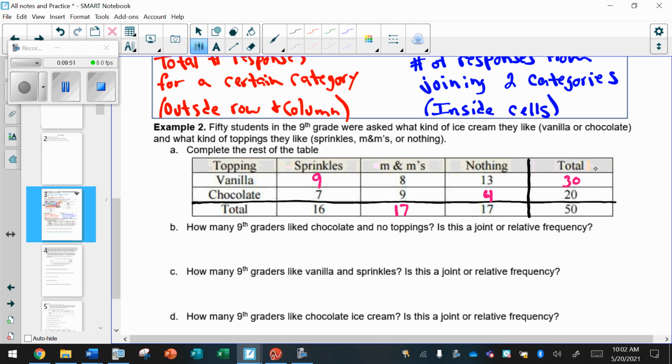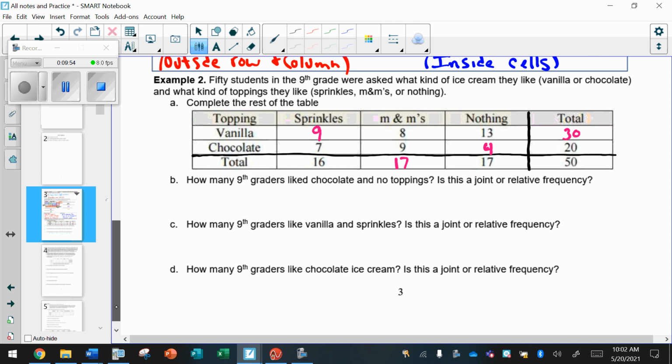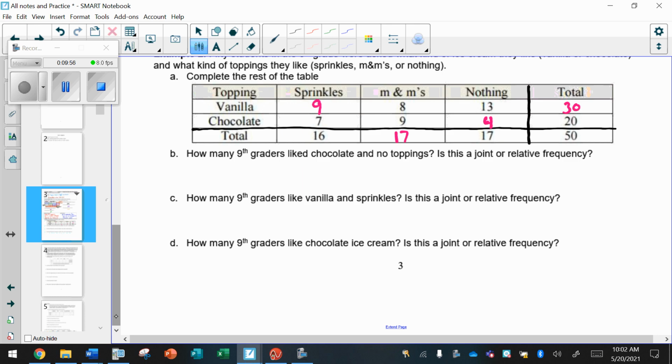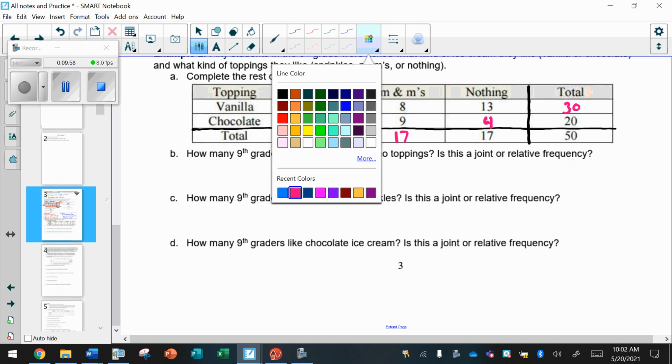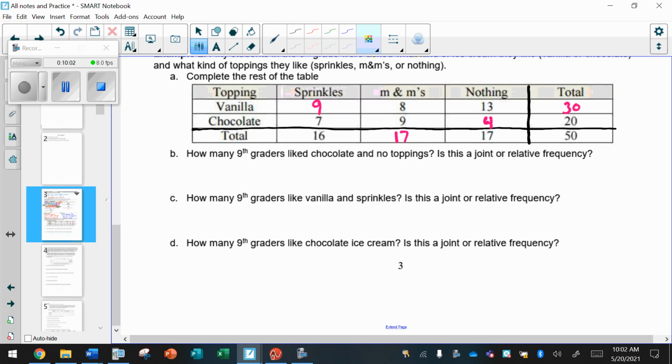So now we can answer some questions. How many ninth graders liked chocolate and no toppings? Join together the chocolate and no toppings, and how many were there? 4.